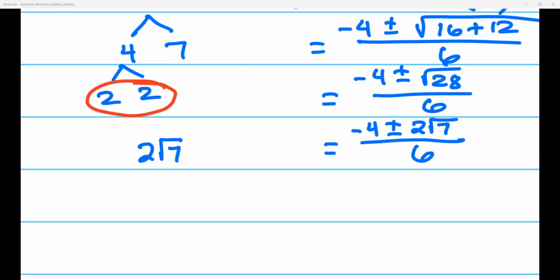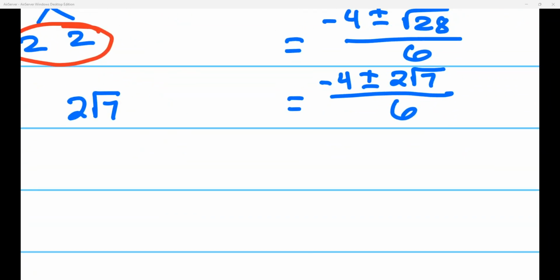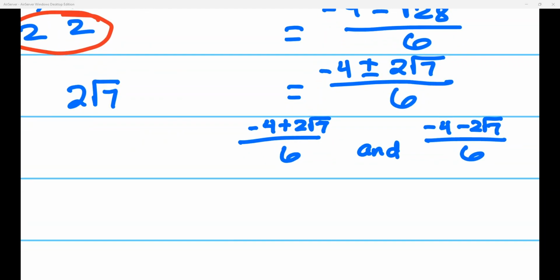What do we do? Are we stuck? Nope. We're going to simplify this by splitting it up. I'm going to split it up twice. So first I'm going to write negative 4 plus 2 rad 7 over 6 and negative 4 minus 2 rad 7 over 6. Sometimes the answers will be written like that. Sometimes they'll ask you to simplify it. And so I'm going to go ahead and simplify it.